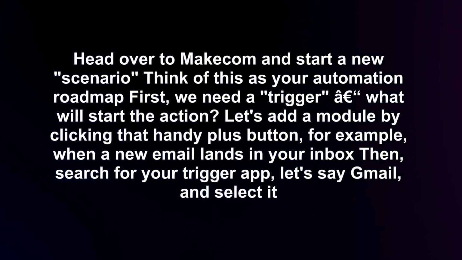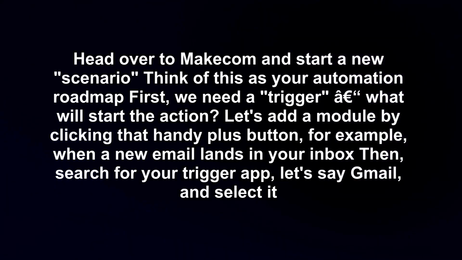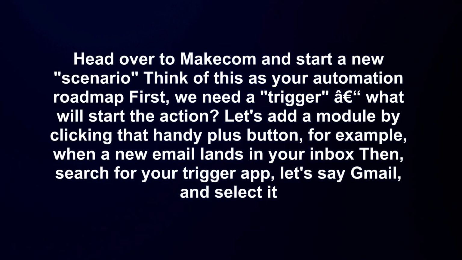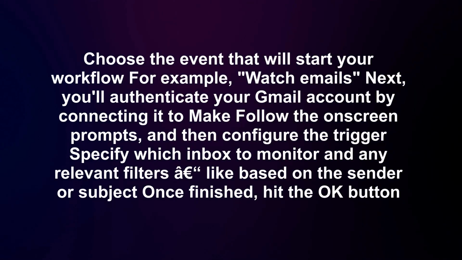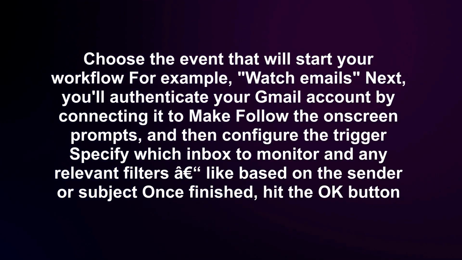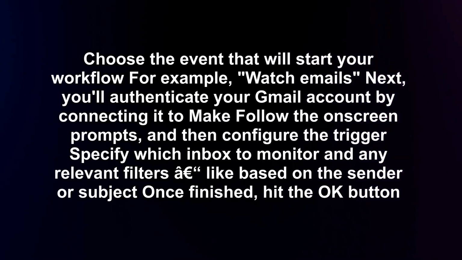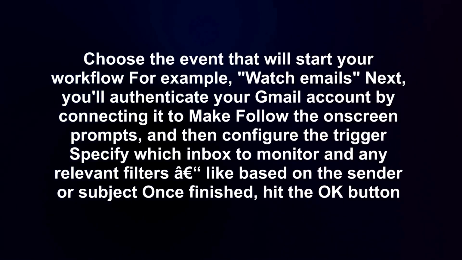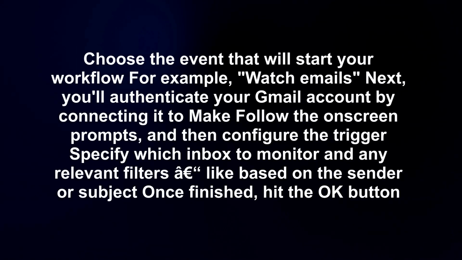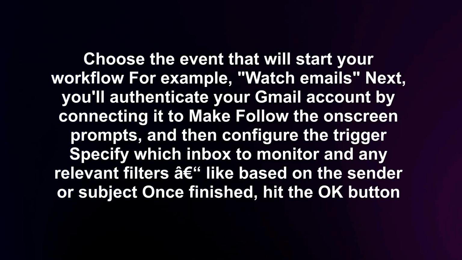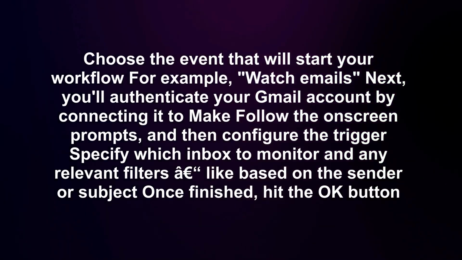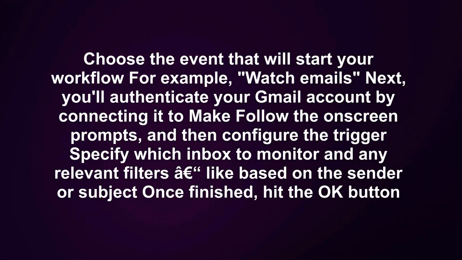For example, when a new email lands in your inbox, then search for your trigger app. Let's say Gmail and select it. Choose the event that will start your workflow. For example, watch emails next. You'll authenticate your Gmail account by connecting it to Make. Follow the on-screen prompts and then configure the trigger. Specify which inbox to monitor and any relevant filters, like based on the sender or subject. Once finished, hit the OK button.